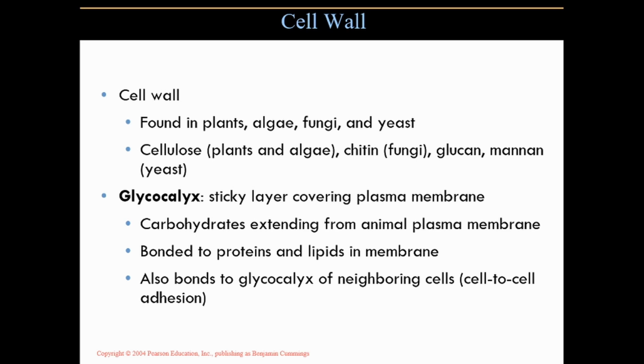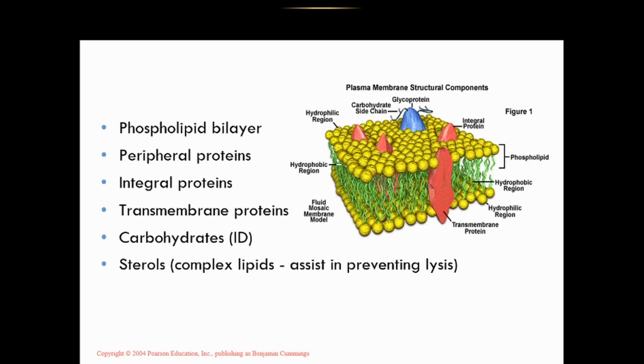They're used in cell communication. They assist in what's called receptor-mediated endocytosis, bringing something into a cell. So they provide a variety of functions for the cell. And so this is a superficial layer on top of the plasma membrane where these carbohydrates are extending from it.